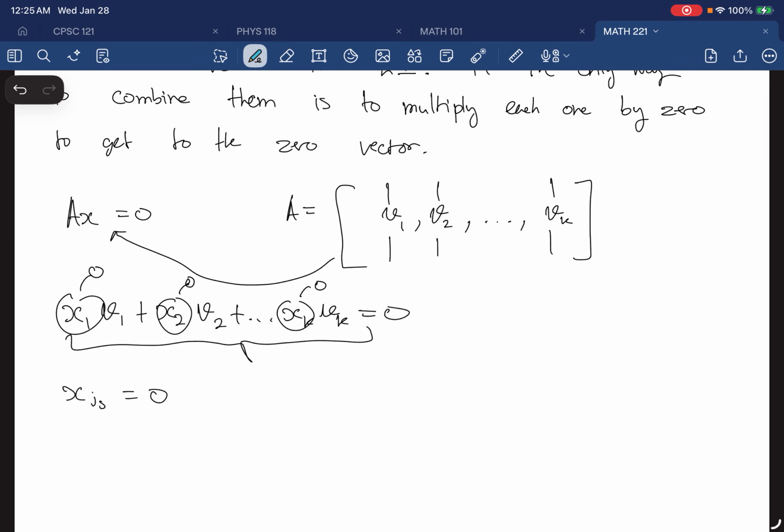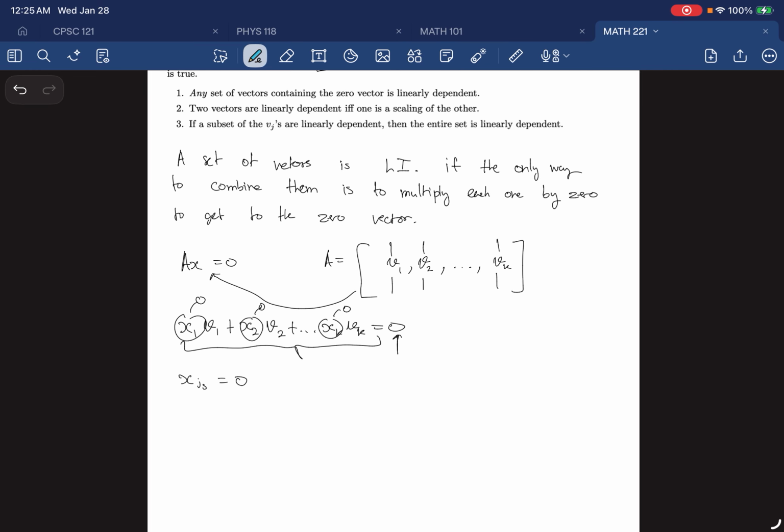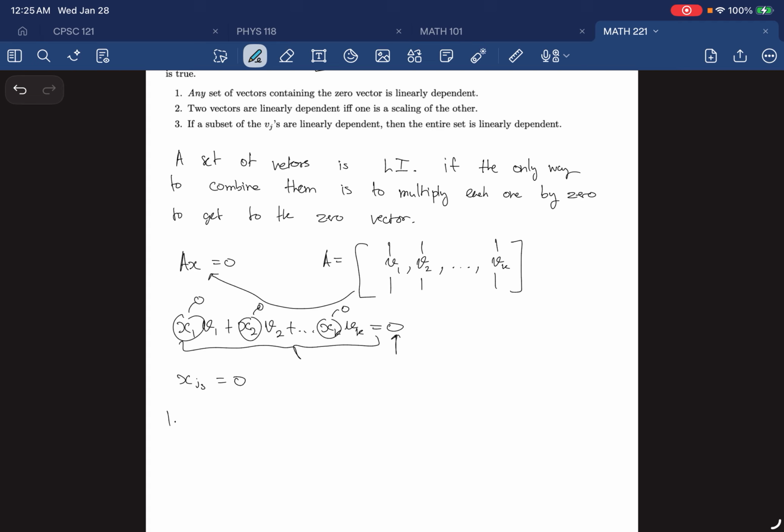That is, the only way to get to the zero vector is if every single vector in this set is multiplied by 0, scaled down to 0, essentially. So once we know that the solution to the equation for linear independence is that all the xj's must be 0, we can begin proving number one: any set of vectors containing the zero vector is linearly dependent.